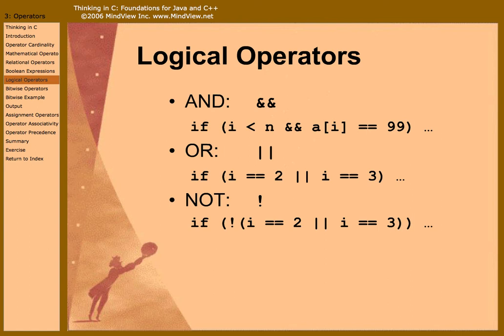But likewise on the second one, it's a silly little expression, I realize, but if i is equal to 2, well, that's sufficient to determine the truth of the whole thing. And so it doesn't even go on to evaluate the second expression, i compared to 3, and so it's more efficient. Nice feature. Not is simply the exclamation point.